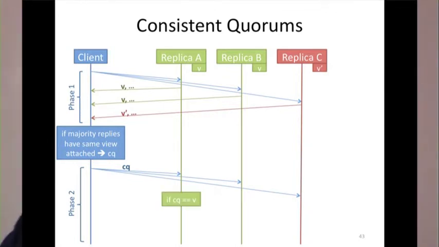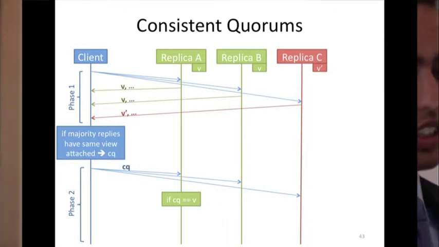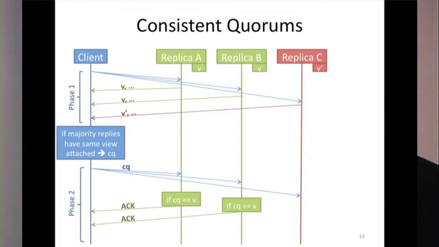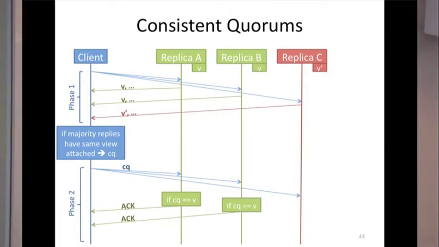The replicas, when they receive such a request, check if their local view is the same as the consistent quorum attached in the request. If it's the same, fine, things are well and good. This replica can reply with an ACK or send back data, like, yeah, things are fine. I have the same view as you. It's OK.